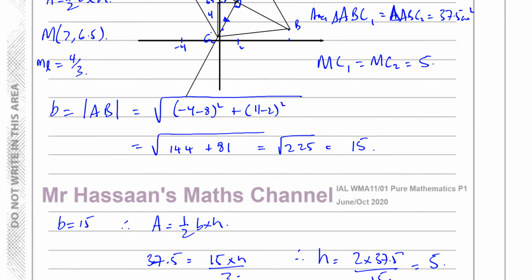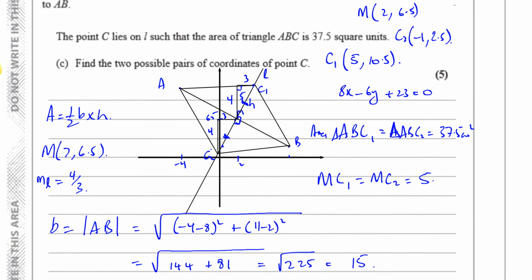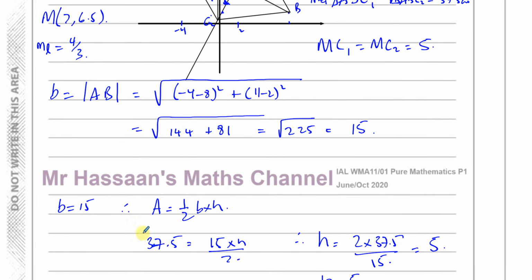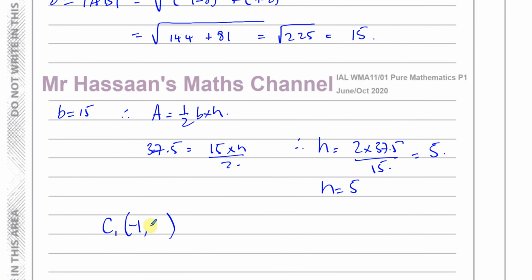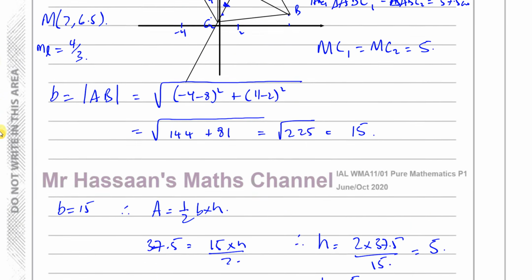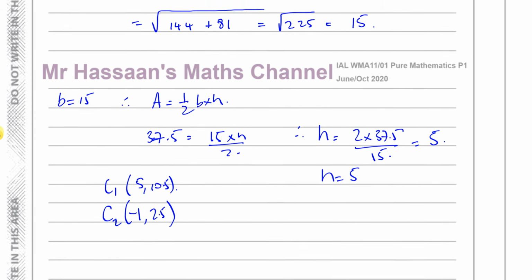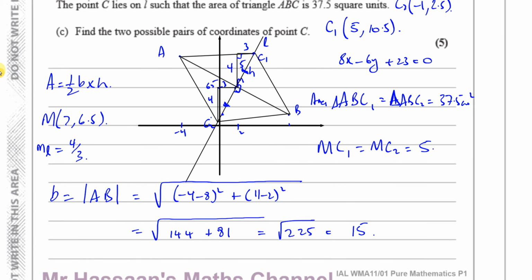So we can see that one of the coordinates of the point C is -1 and 2.5. That was actually C2. And C1, as we said, we called it C1, is 5 and 10.5. Okay, that's a nice, easy way of working that out. This is actually quite a tough question in terms of working that out.